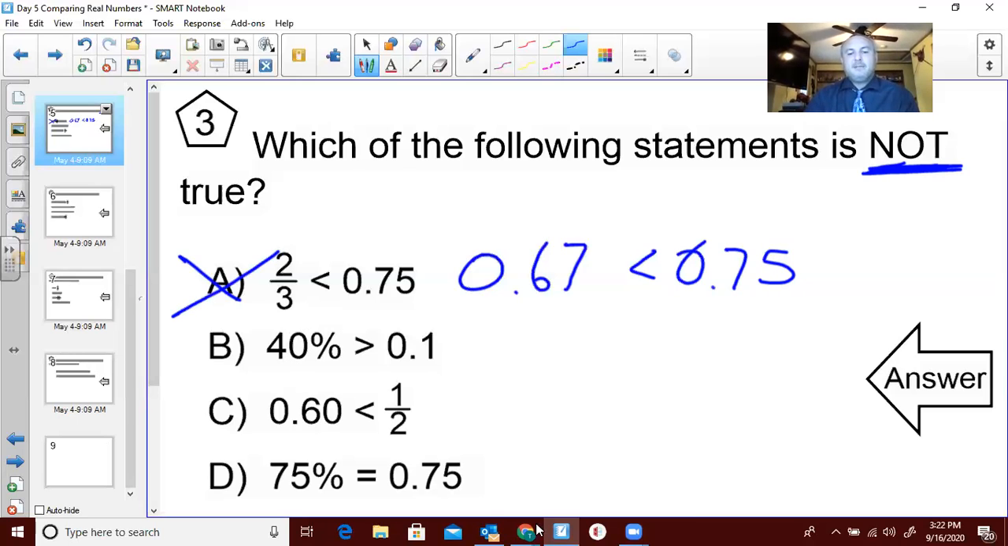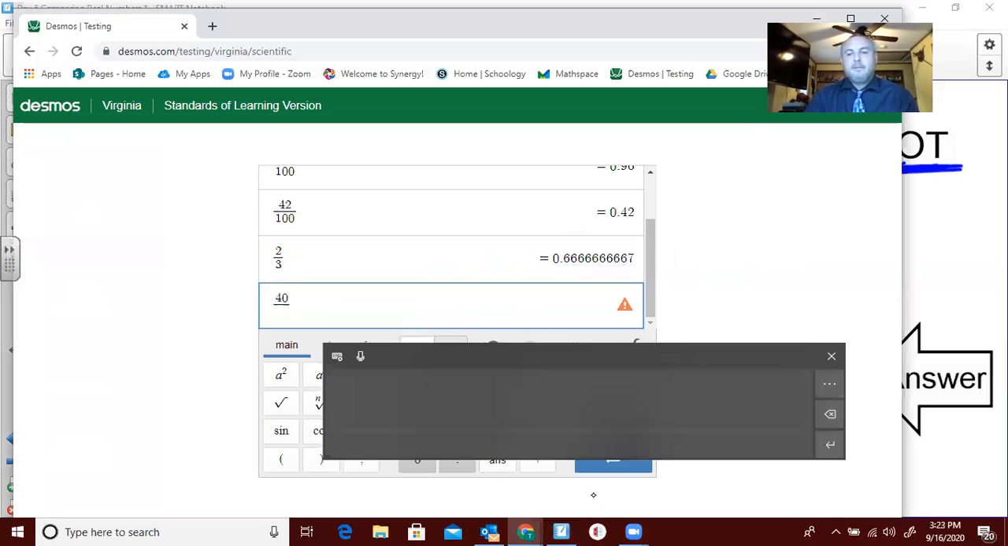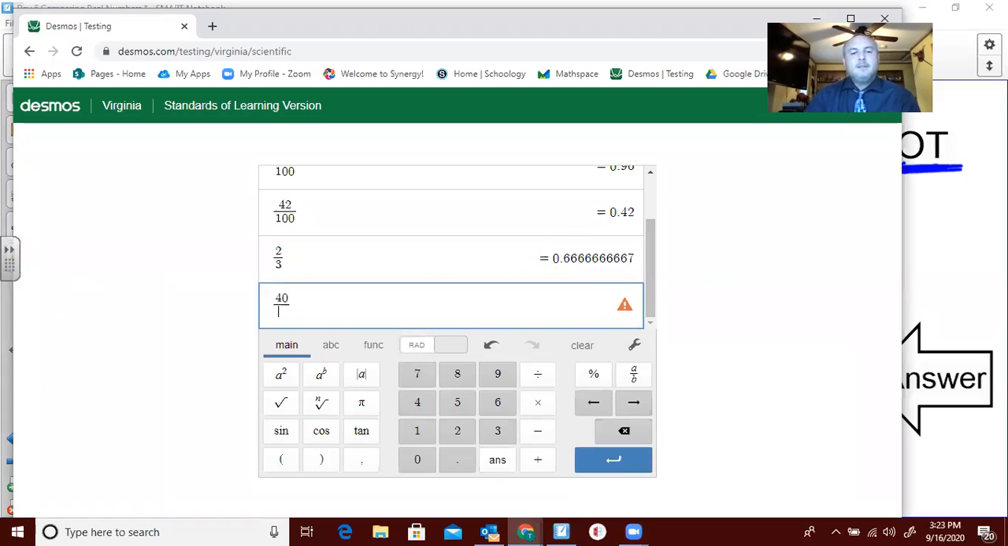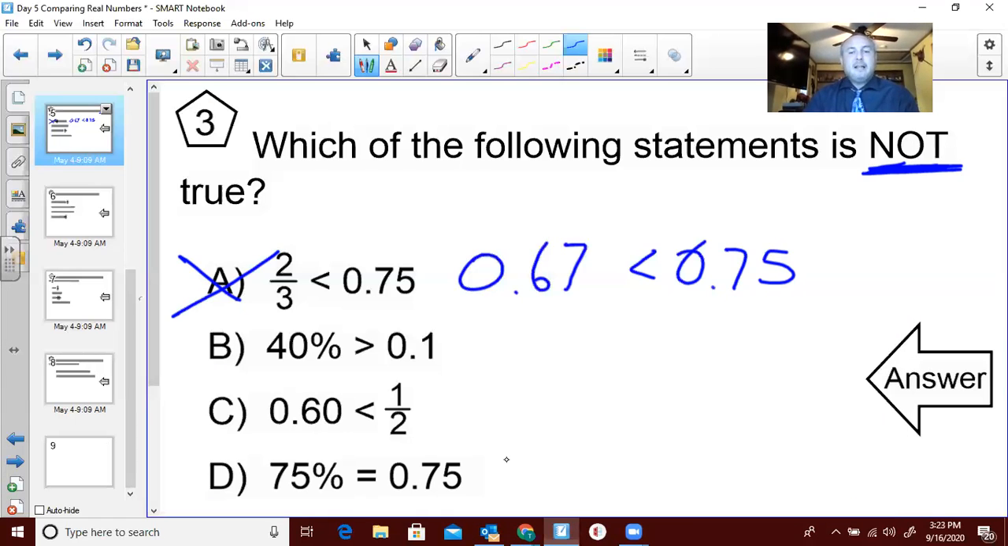40%, again on Desmos. Percents are divided by 100. 40 divided by 100, I get 0.4. And you'll start realizing that you can do a lot of this stuff in your head, okay? And we have 0.4 is greater than 0.1. This statement is in fact true, so it's not what we're looking for.